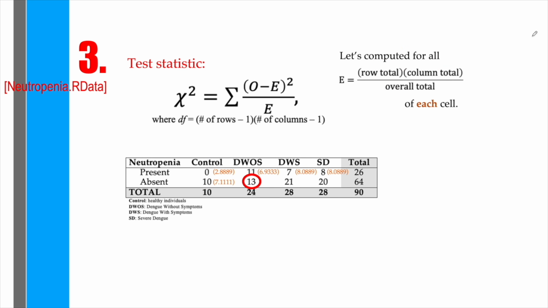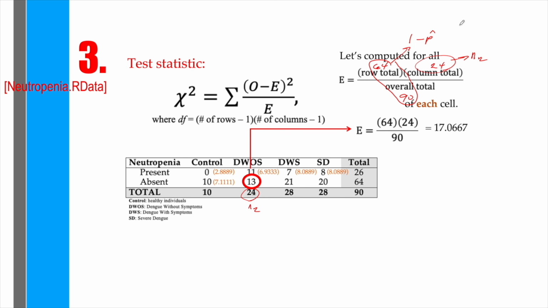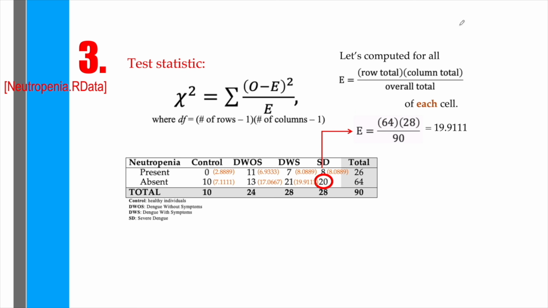As for 13, we're going to have a row total of 64, column total of 24, and overall total of 90, in which again 24 was our n sub 2, and 64 over 90 is our 1 minus p hat. And getting the value of e, we're going to have 17.0667, which we're going to write just beside 13. And continuing with 21 and 20, we're going to have 19.9111 as their expected counts.